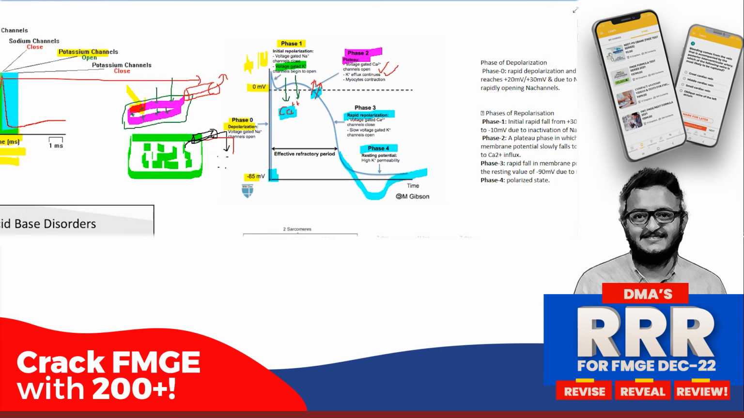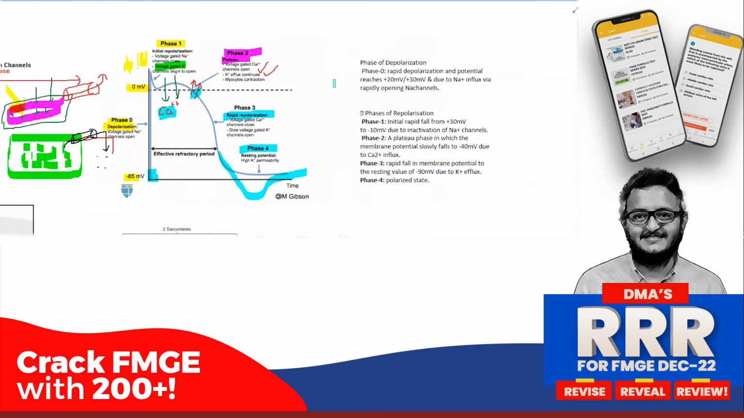So this is what is important. Just look over here, guys. These are the questions. Phase 0 is the rapid depolarization mediated by sodium influx. Phase 1 is the initial rapid repolarization. Please remember, initial rapid from +30 to -10 due to inactivation of the sodium channel. And with that I should write over here: potassium channels are getting open.